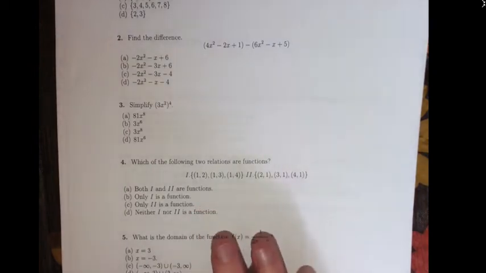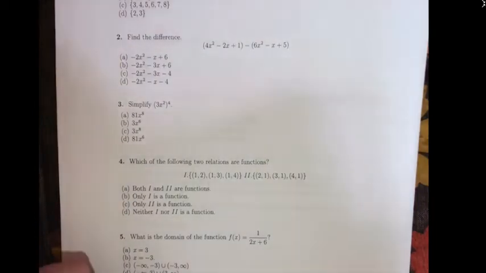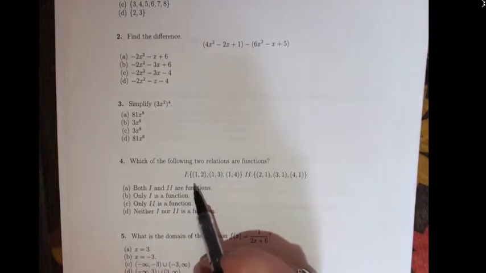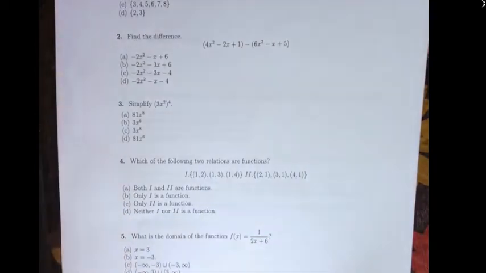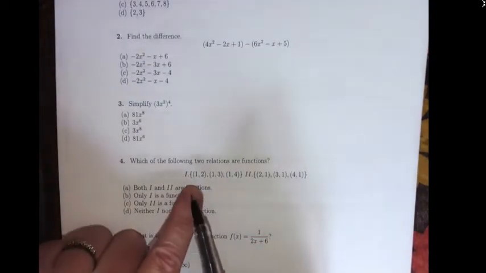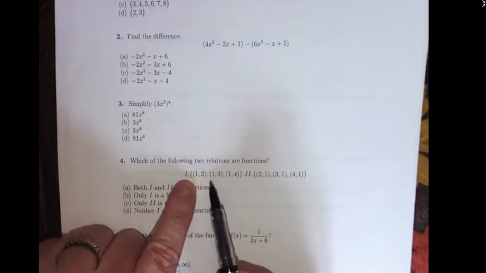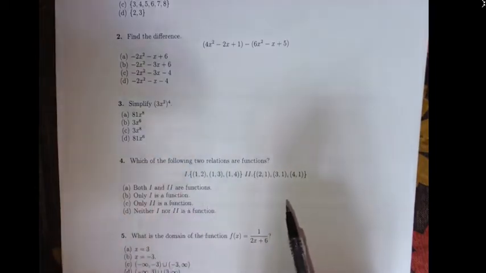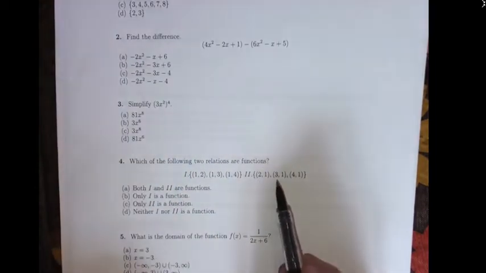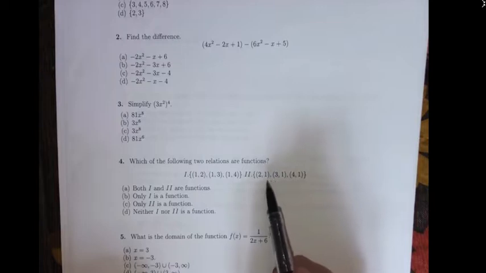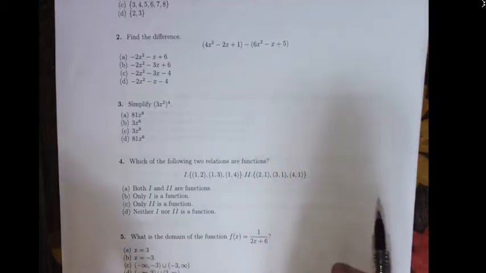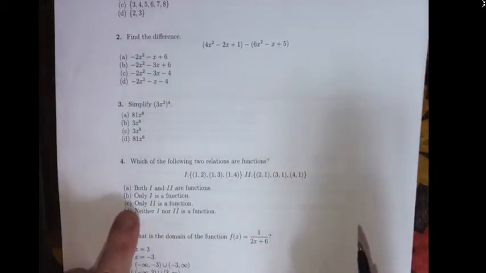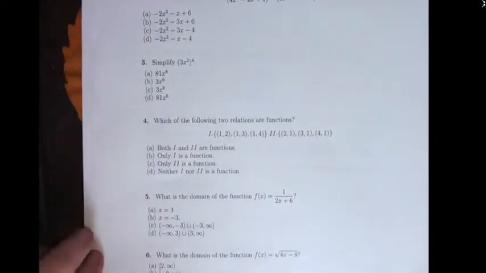All right, which of the following two relations are functions? Okay. Well, if it's a function, you cannot have any repetitions of the first element. And so we can see in here, I've got a repetition of 1 as my first entry. So the first one is not a function. The second one, I don't have any repetitions of first entries. So only 2 is a function. So the answer to that one is C.